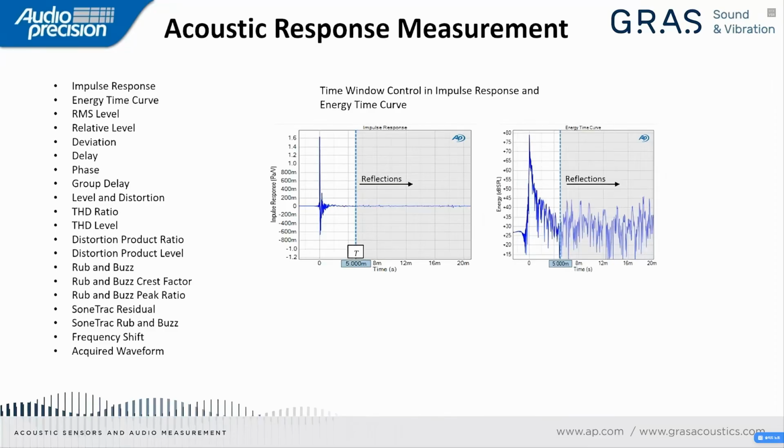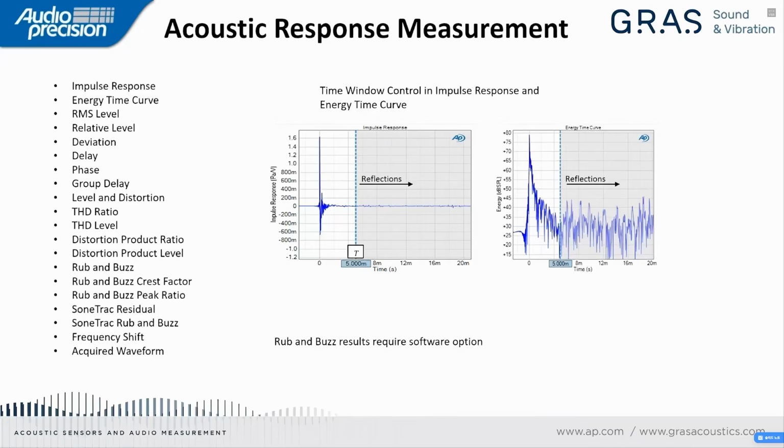In addition to this, the rub and buzz results require a software option. So with the traditional APX analyzers, such as 525, 555, 585, and 515, you'll need a loudspeaker software option, either loudspeaker production test or loudspeaker R&D.